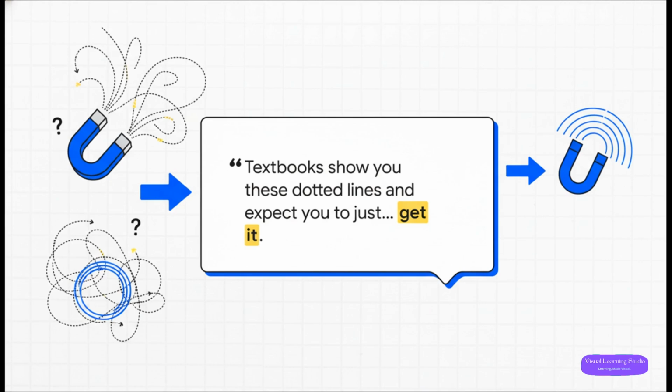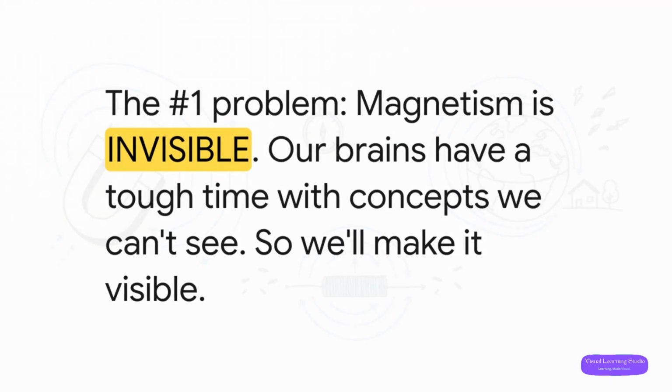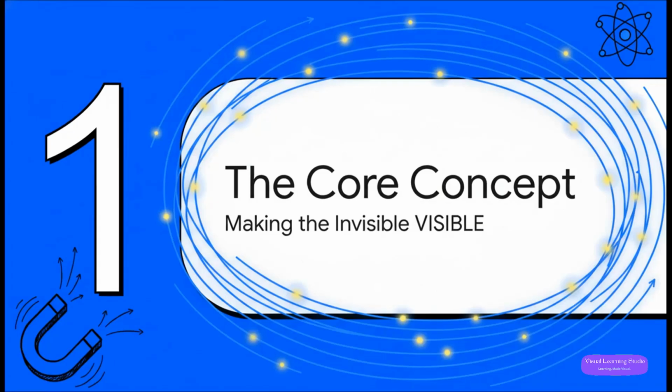Well, here's the thing. It all boils down to one single fundamental problem. That's it. That's the whole issue. Our brains are amazing, but they have a really tough time wrapping around concepts we can't see. You know, you can watch a ball fall and understand gravity, but you can't see a magnetic field. So that's what we're going to do today. We are going to make the invisible visible. All right, so let's get right into it.